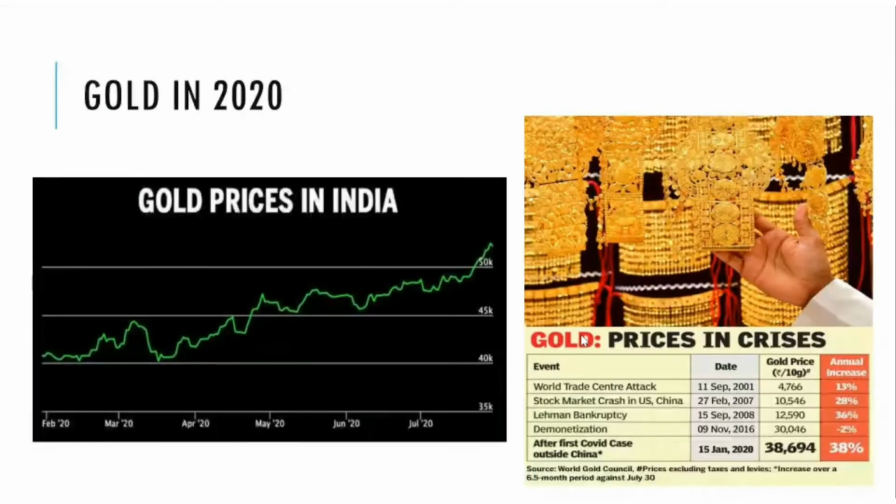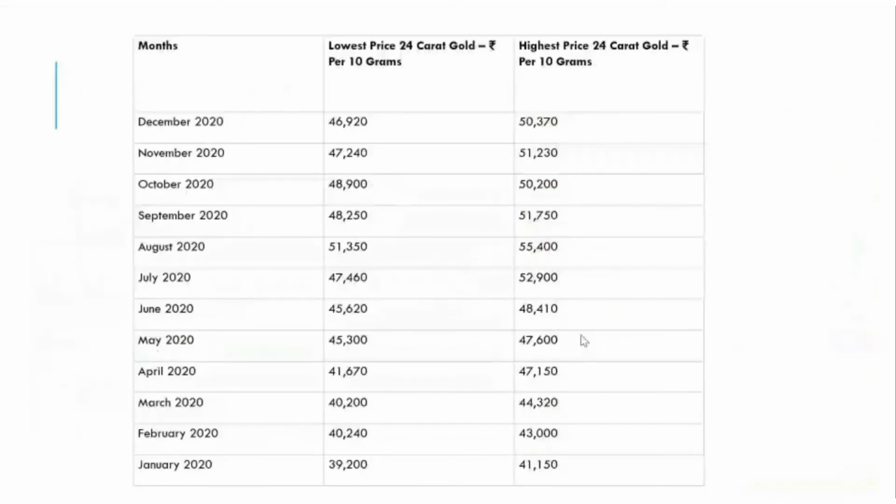We can also see that from this table. In the beginning of January 2020, the gold price was around 41,150. But in August, the gold price reached almost 56,000 rupees per 10 grams, when the COVID cases were surging and there was a high amount of uncertainty. We can see that it has declined a bit in the later months due to some positive sentiment related to vaccines and recovery, but the decline has not been much.